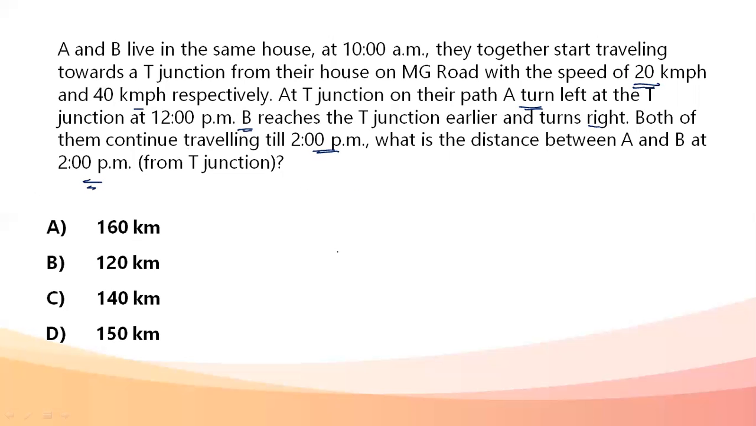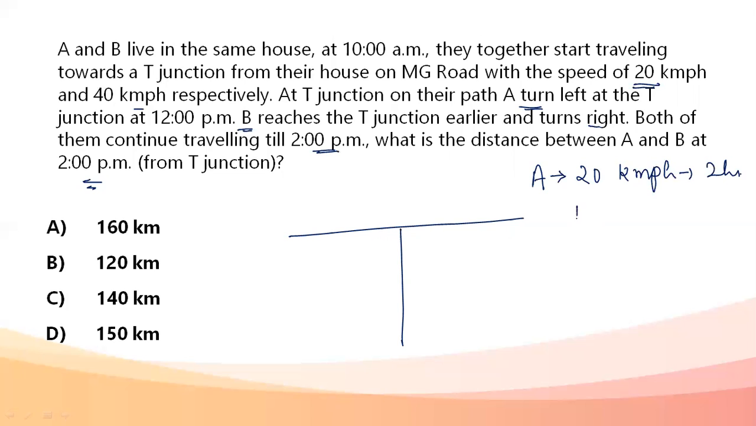Okay, now A starts at 10 a.m. with a speed of 20 kilometers per hour given to us already. So let's form a T junction. It reaches the T junction at 12 noon. Thus the distance at T junction from their house. So it has already traveled from 10 to 12. For A, speed is 20 and it has already traveled for 2 hours. So distance becomes 20 into 2, that is 40 kilometers.